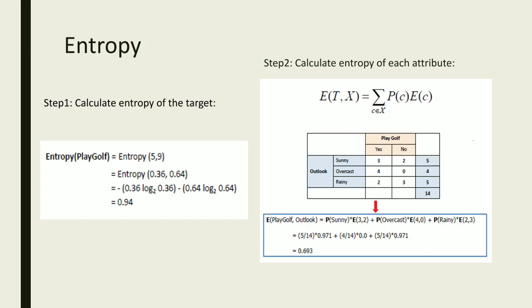That is, the total number will be 14 and the counts for the outlook values will be 5, 4 and 5. So we calculate 5 divided by 14 times E of 3, 2, plus P of overcast times E of 4, 0, plus P of rainy times E of 2, 3. This value comes out to be 0.693. See, every time we have to calculate the entropy and the information gain, and the attribute with the highest information gain will be the root node.